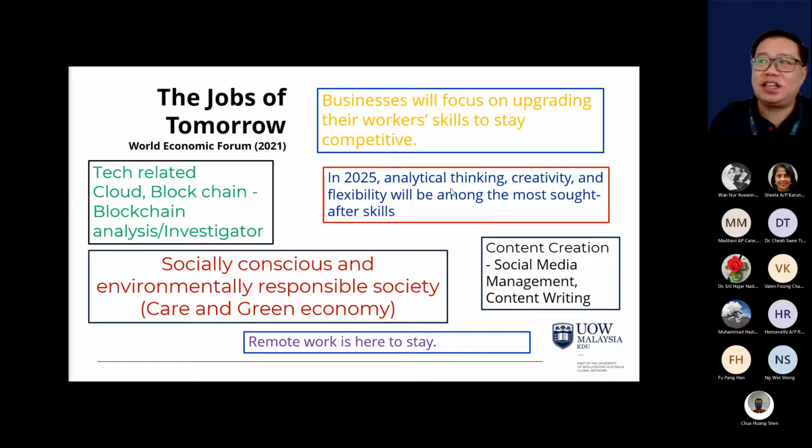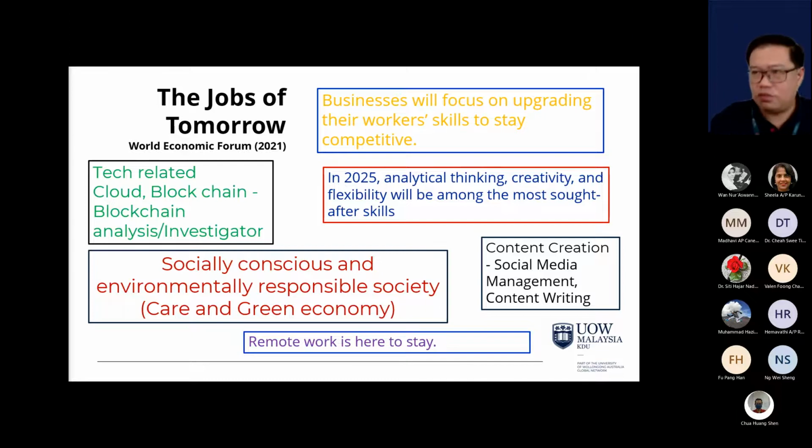In 2025, analytical thinking, creativity and flexibility will be among the most sought after skills. Look at this: analytical thinking, creativity and flexibility. Flexibility means hospitality graduates don't only work in hotels. There must be that flexibility if the students want to be competitive. That's why later I'm going to show you one of our competitors that does it very well. I find that they can be very future thinking in a way, and at times a little bit too much. But they are there.